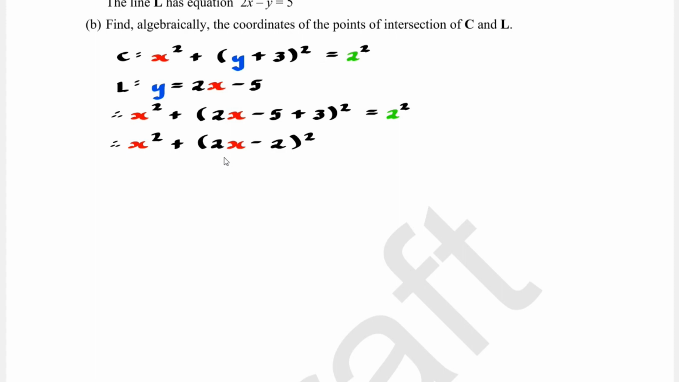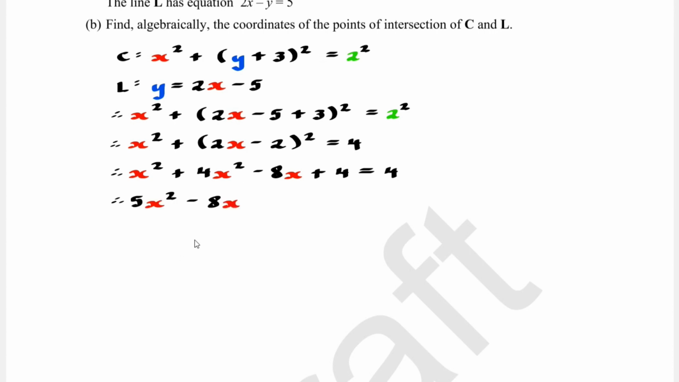So I have x squared plus (2x subtract 5 plus 3) all squared, which is the same as (2x subtract 2) all squared. And this is equal to 2 squared, which is 4. So that's the same as 4x squared subtract 8x plus 4, and this is equal to 4. Therefore, if I simplify, I've got x squared plus 4x squared, that's 5x squared, and then the negative 8x, and the 4s cancel on both sides, leaving us with 0.